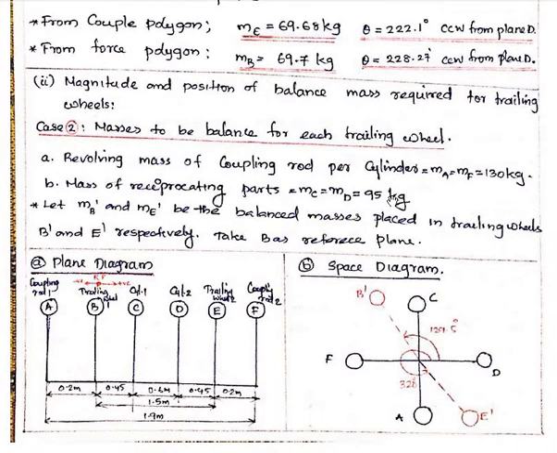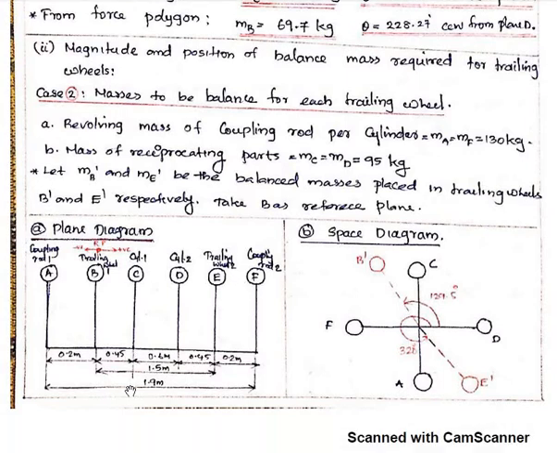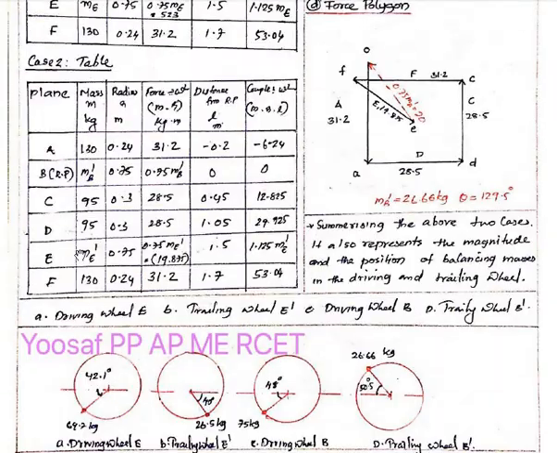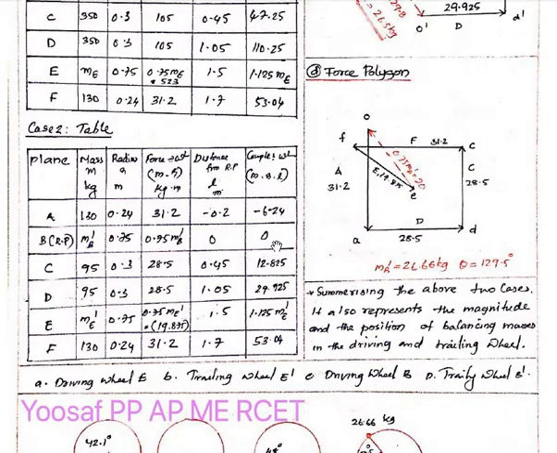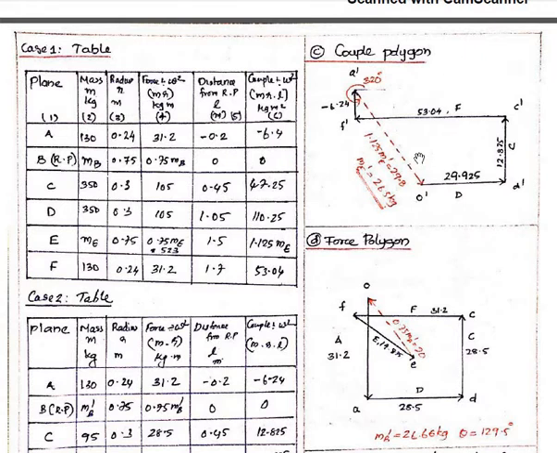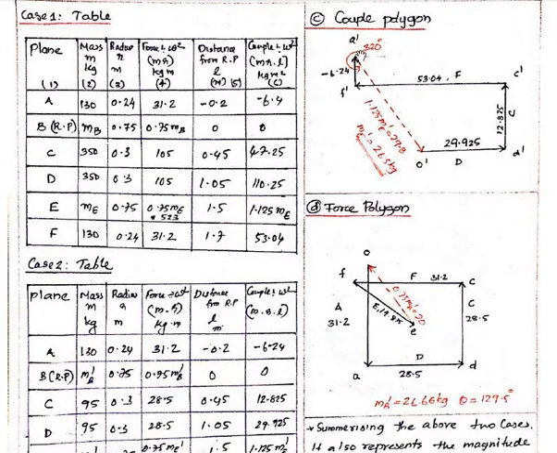So your table will be updated with the new values. Let us take MB dash and ME dash for the trailing wheel, at the plane B and the plane E; the same distances are there. Fill the table with the values ME dash and MB dash according to the previous case, and proceed with your couple polygon as before. You will find 1.125 ME dash is 29.8, so ME dash you will get 26.5 kilogram, and the angle measured is 320 degree.